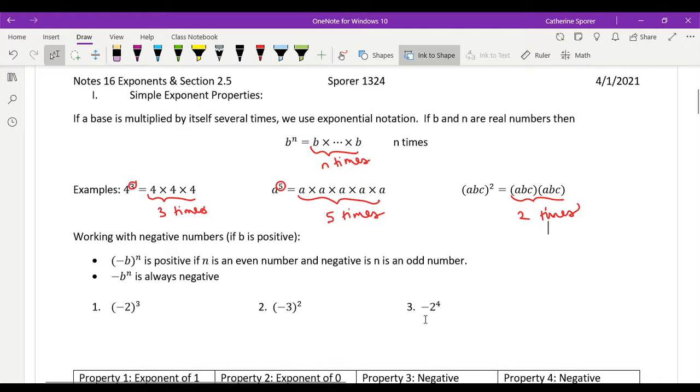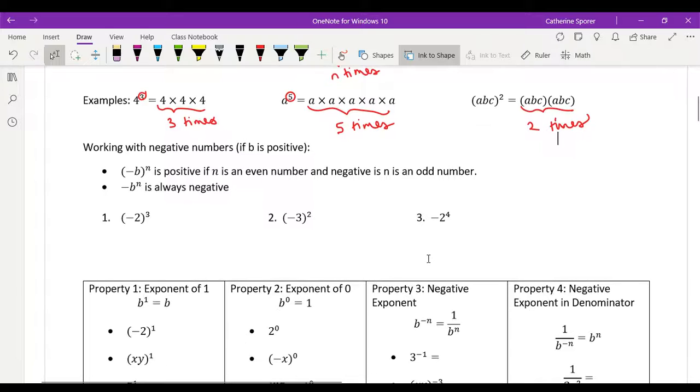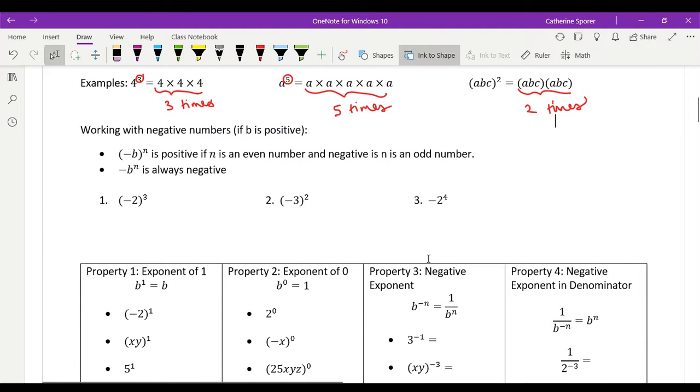Okay. So when evaluating exponents, one thing that's tricky is negative numbers involved with the exponents. So if the base number is negative, for example, (-2) to the third, where the negative 2 is in parentheses, that means negative 2 multiplied by itself 3 times. That gives the result negative 8.